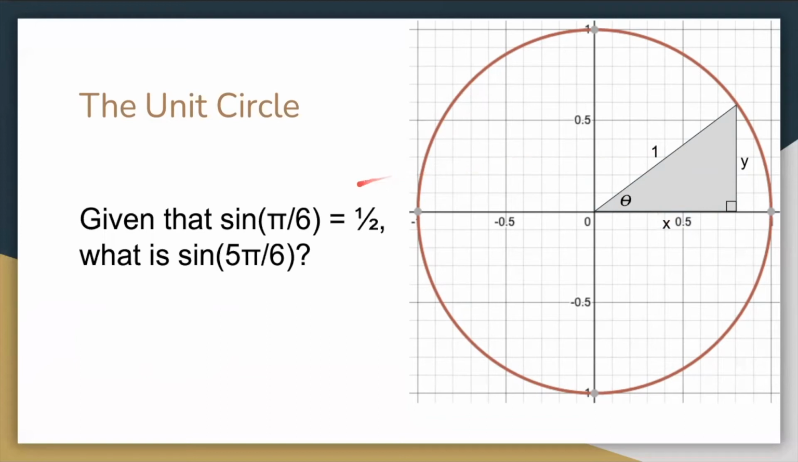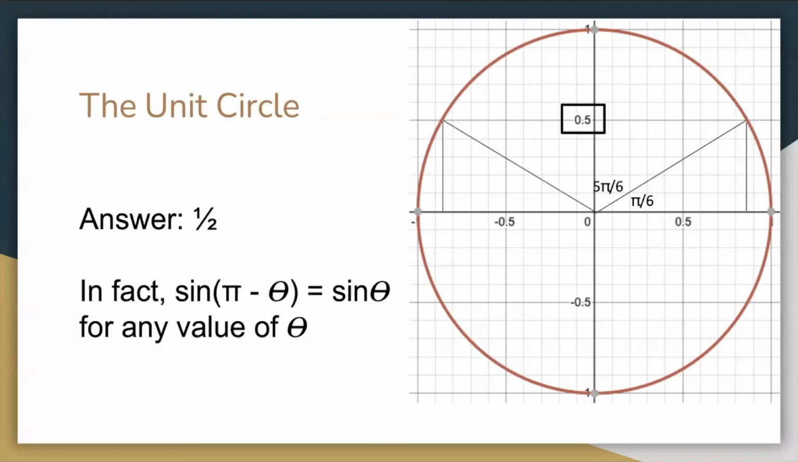So given that sine of pi over 6 radians is 1/2, what is sine of 5 pi over 6? Give this problem a try if you want. Okay, the answer is 1/2 because this is the angle pi over 6 and this is the angle 5 pi over 6, and you can see the sine is just the y value, and you can see they're both 0.5. So in fact, sine of pi minus theta equals sine of theta for any value of theta.